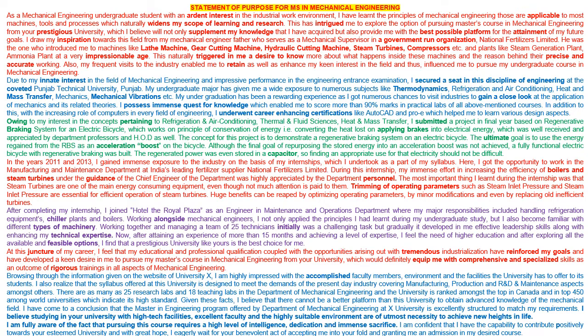The concept for this project is to demonstrate a regenerative braking system on an electric bicycle. The ultimate goal is to use the energy regained from the RBS as an acceleration boost on the bicycle. Although the final goal of repurposing the stored energy into an acceleration boost was not achieved, a fully functional electric bicycle with regenerative braking was built. The regenerated power was even stored in a capacitor, so finding an appropriate use for that electricity should not be difficult.